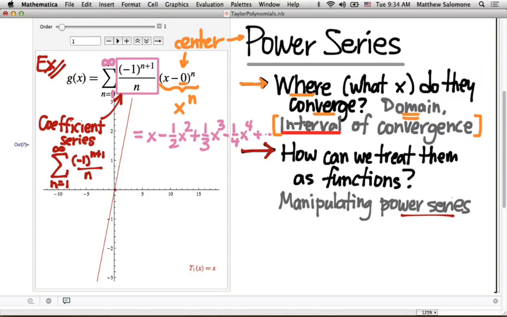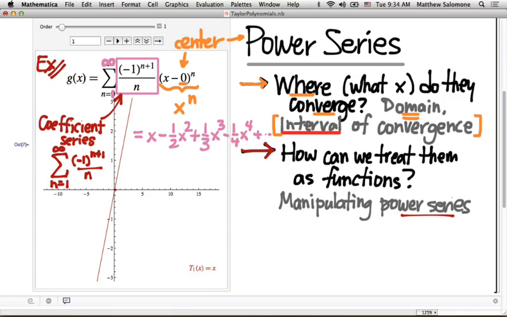In other words, this power series is describing a function for me. Can I find a power series that would represent its derivative? Can I find a power series that would represent its antiderivative? Can I find a power series that represents g of 2x or g of x minus 4 or something like that? So turning one power series into another power series in order to turn one function into another function. We'll see what some of the uses of that are today.